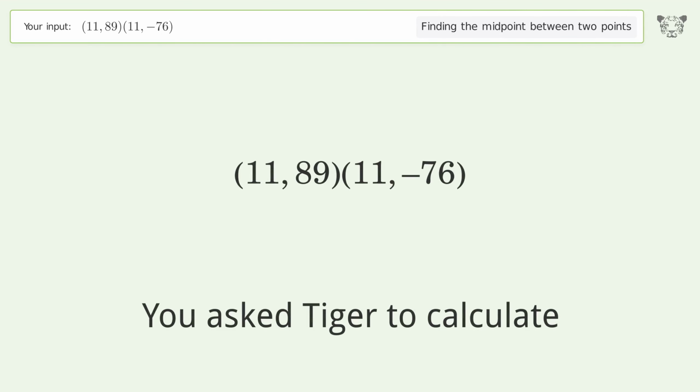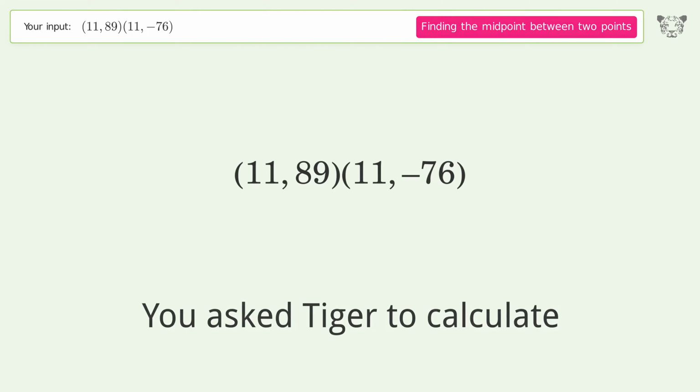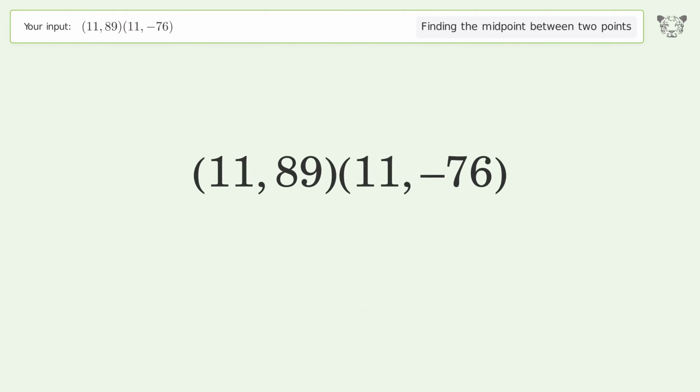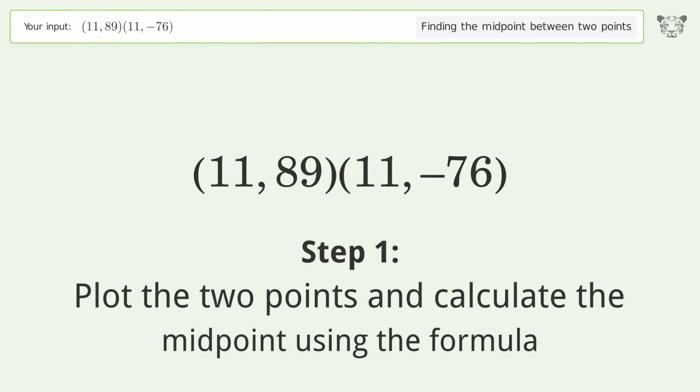You ask Tiger to calculate. This deals with finding the midpoint between 2 points. The midpoint between the 2 points is 11, 6.5. Let's solve it step by step. Plot the 2 points and calculate the midpoint using the formula.